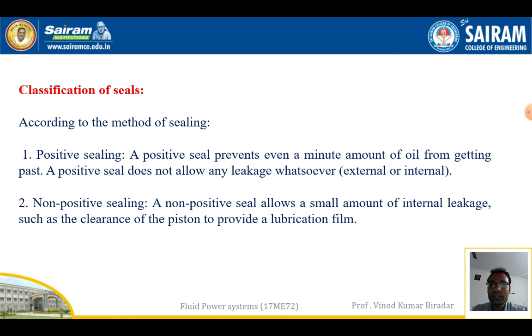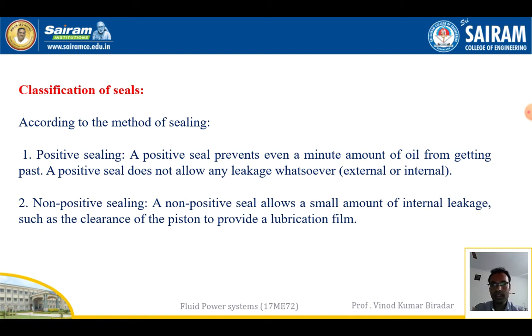So how are seals classified? Here there are two types of seal classified according to the method of sealing. Based on how you are going to use the sealing, there are two categories: the first one is positive sealing, the second one is non-positive sealing. Positive sealing is a seal that prevents even a minute amount of oil from getting past, so even a small micro component can be prevented. A positive seal does not allow any leakage whatsoever, whether external or internal.